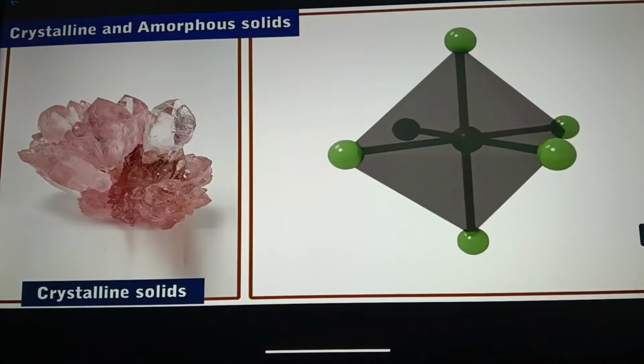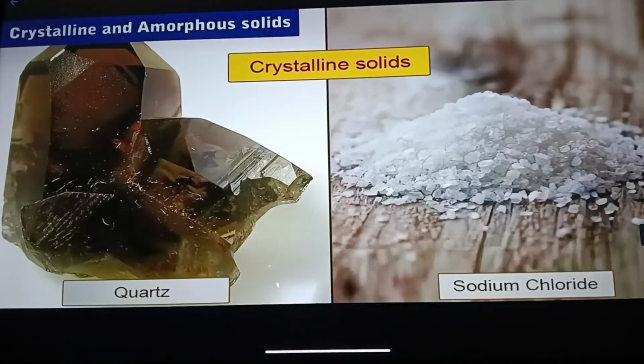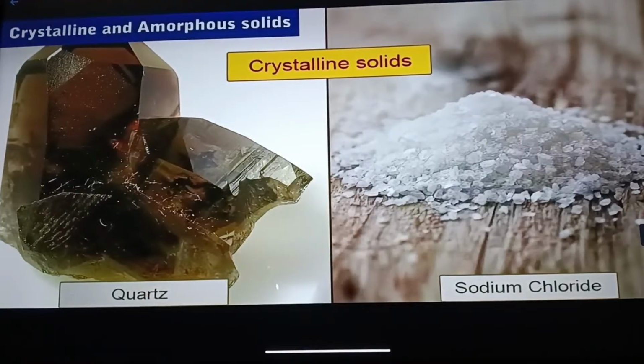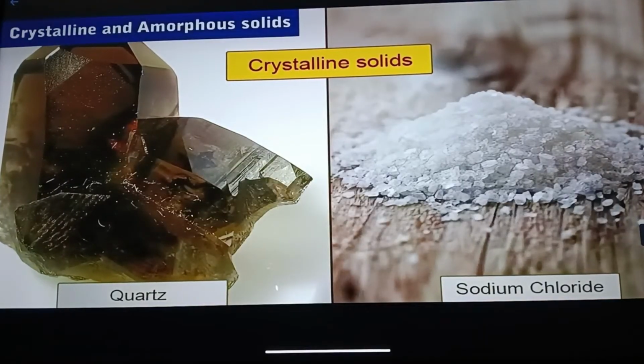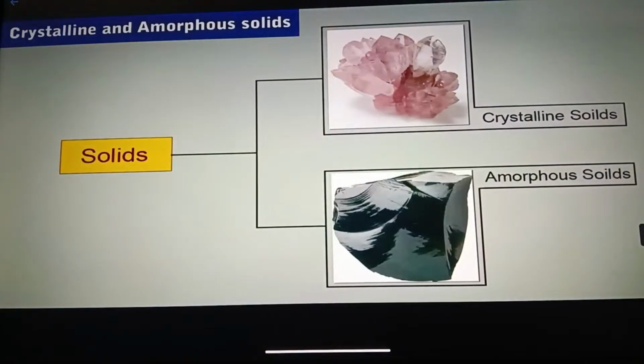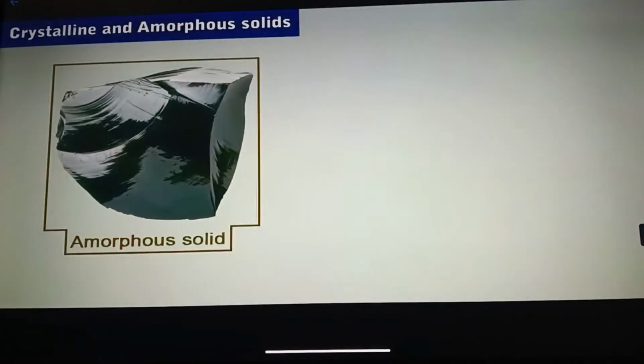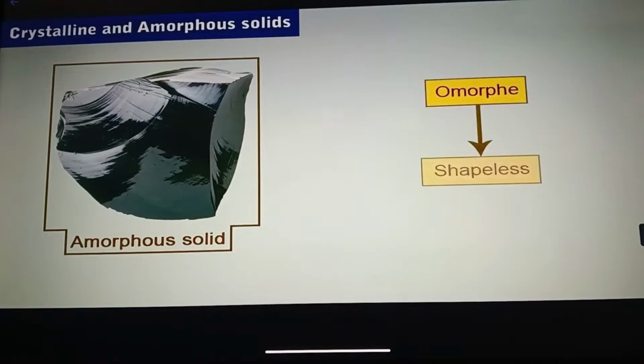Thus, a crystal is defined as a solid figure that has a definite geometrical shape with flat faces and sharp edges. Quartz and sodium chloride are examples of crystalline solids. Let us now study about amorphous solids. The term amorphous has been derived from a Greek word, amorph, which means shapeless.